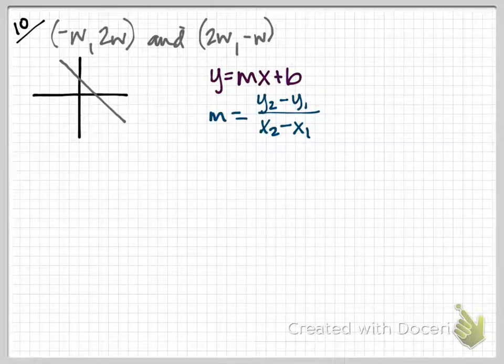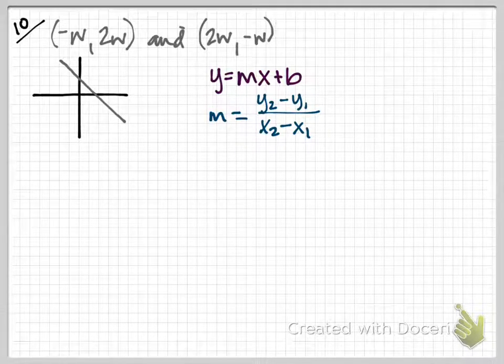For number 10, they are giving you some information. You have your graph that looks something like this. And we know that the graph of the line has the points (-w, 2w) and (2w, -w). It's asking you to find the slope of the graph when w does not equal 0.